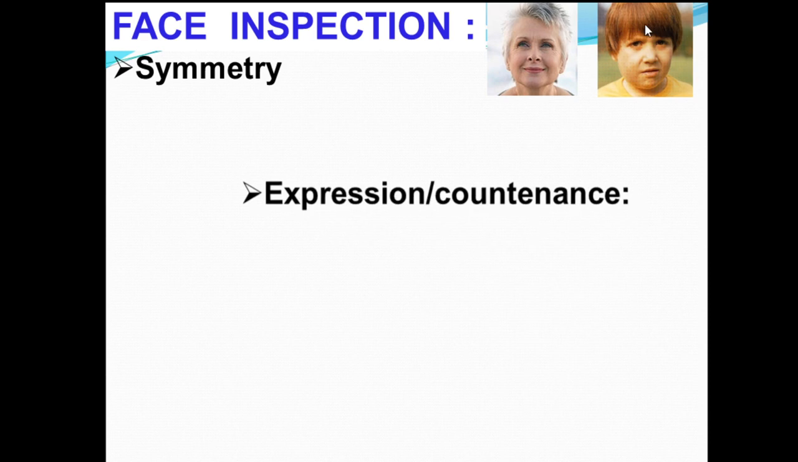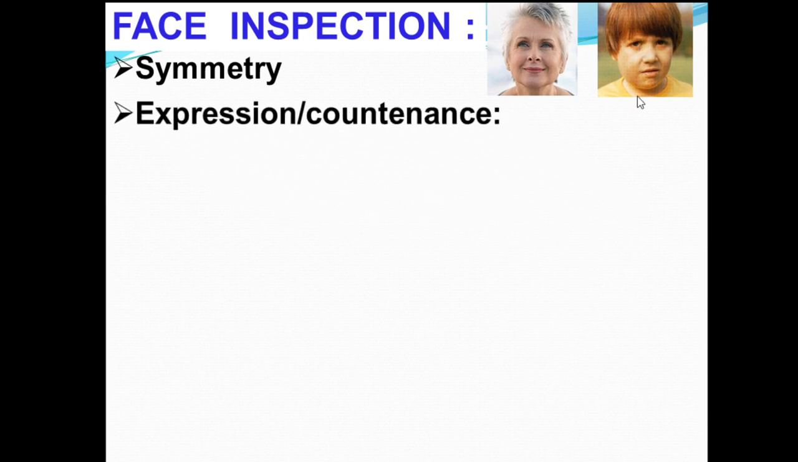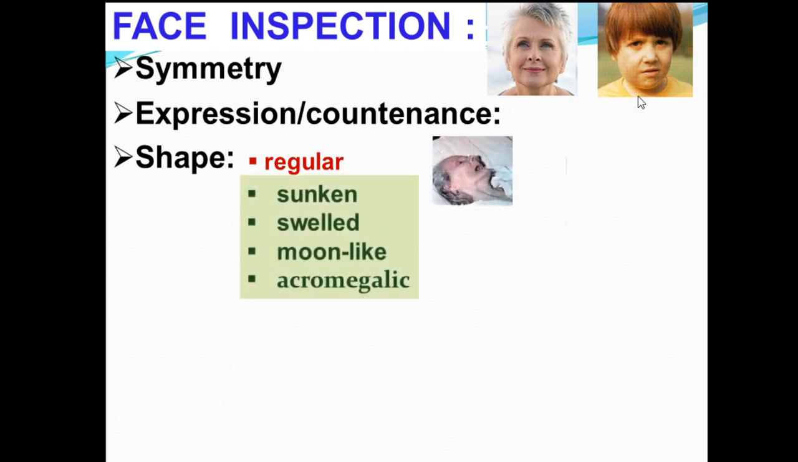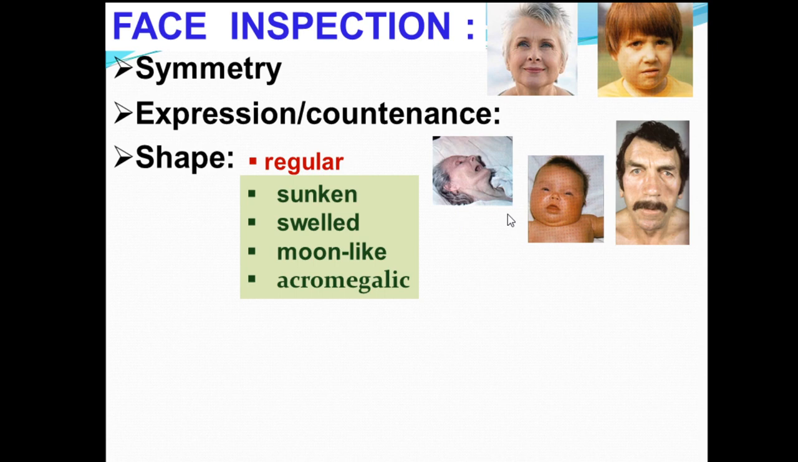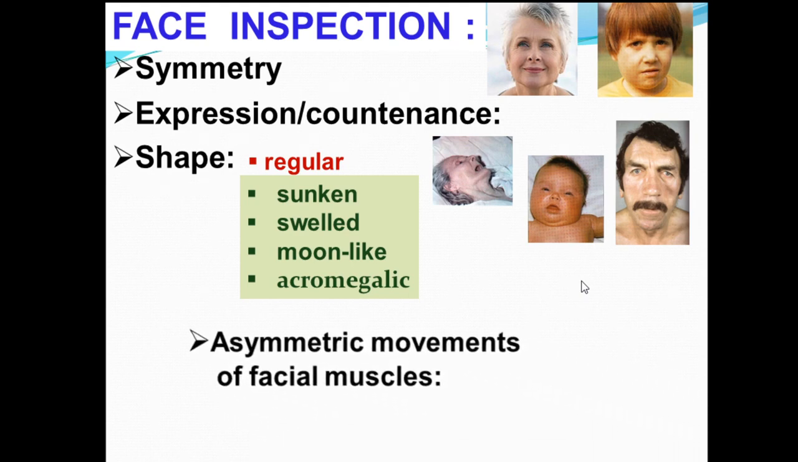I won't stop on inspection of the face, which also may be given as a separate question. First of all, we'll pay attention to its symmetry, and you see a patient with symmetric and a patient with asymmetric face. Then, expression or countenance of the face, about which we spoke a minute ago. Its shape, regular or some specific, puffy, swelled or moon-like, acromegalic, maybe any other abnormal shape.